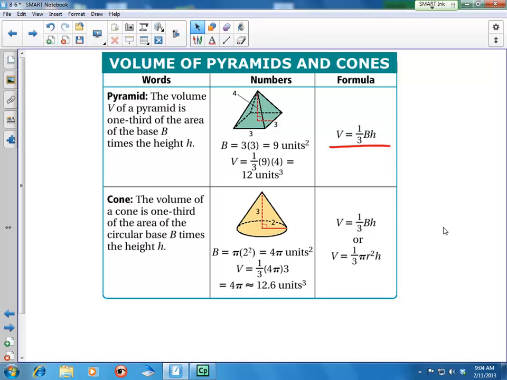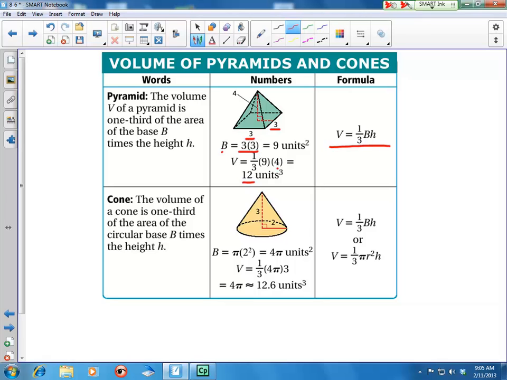On this square pyramid right here, how do we find the area of a square? It's just length times width, which is what they did. They did 3 times 3, which gave us 9, so that's our big B. Then the height of this pyramid is 4, so that's how they get the 4. And then they plug all those numbers back into the formula: 1/3 times the area of the base, which is 9, times the height of the pyramid, which is 4. So 1/3 times 9 is 3, times 4 gives us 12. That's how they get 12.